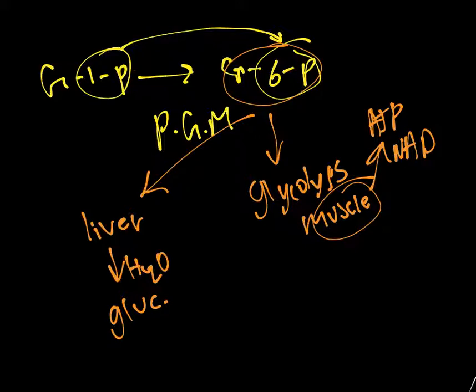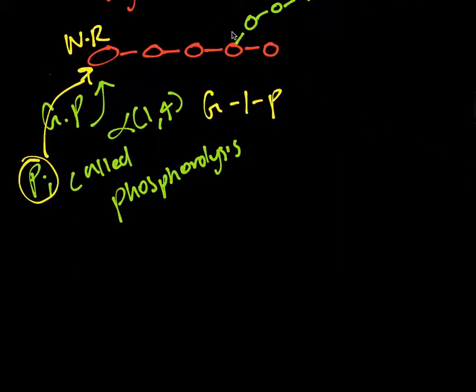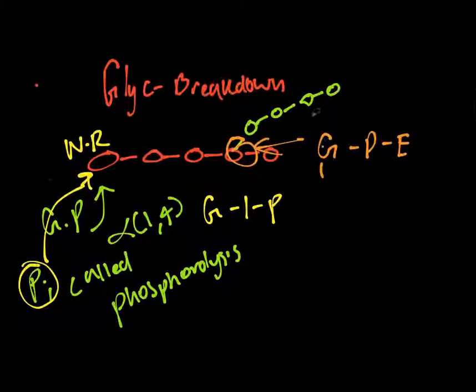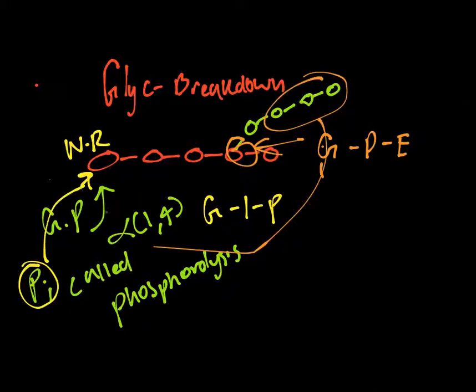And so now what happens if we reach one of these branches right here? This branch point. Well, we're going to need something else. We need something called a glycogen debranching enzyme, GDE for short. What this is going to do is transfer 3 of these glucose units to the non-reducing end.